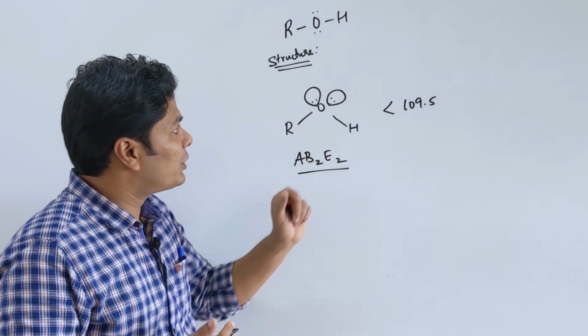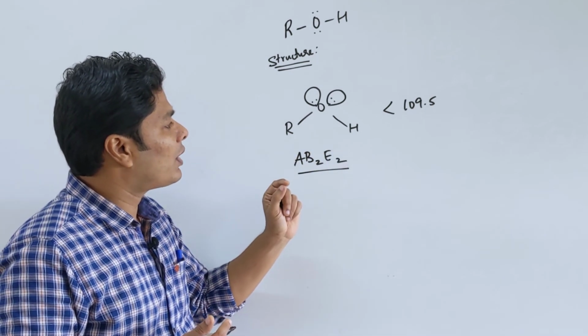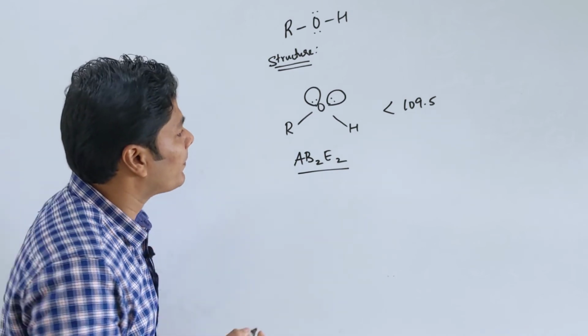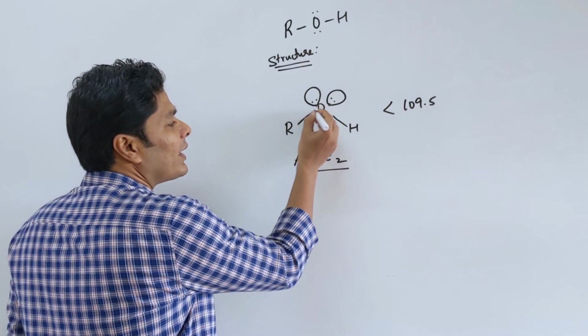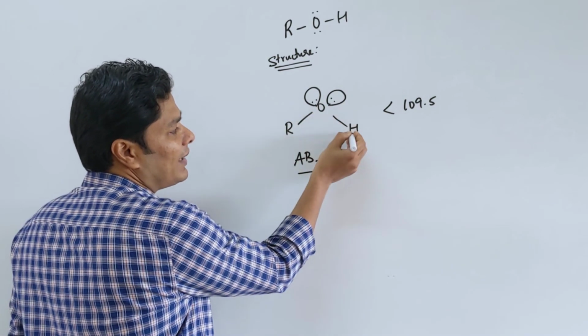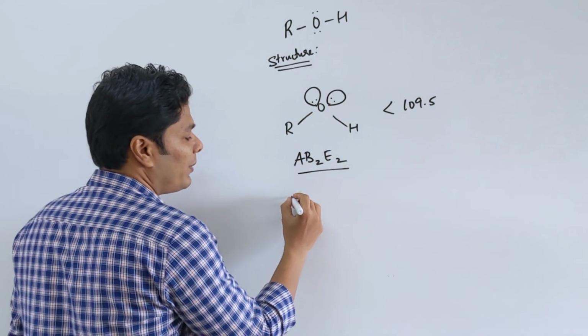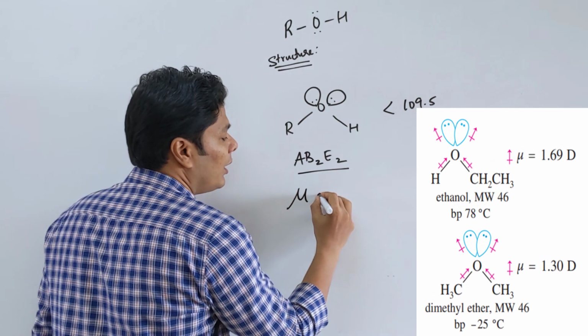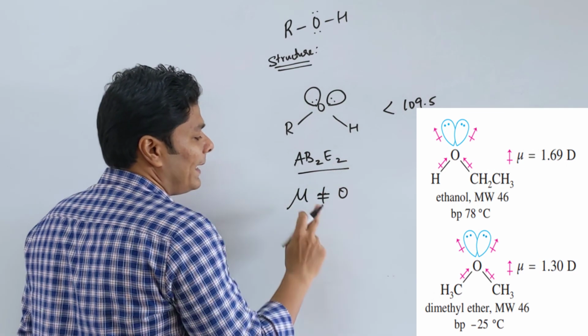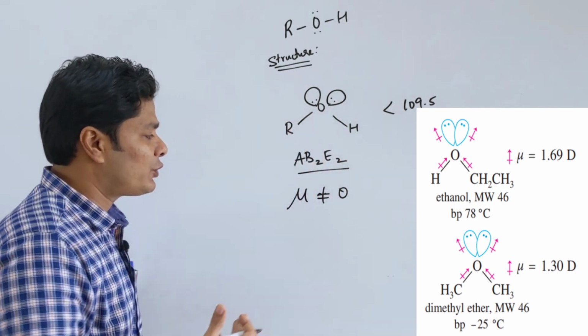Now that we know the structure of alcohol, we can also talk about the dipole moment. Oxygen is more electronegative than the carbon attached here or the hydrogen attached here. Because of that, alcohols will have a dipole moment. So the mu is not equal to 0. It will be polar and hence it is soluble in water.